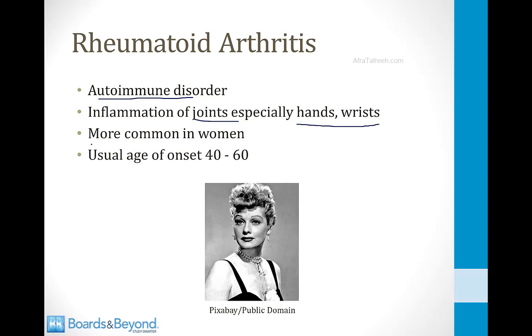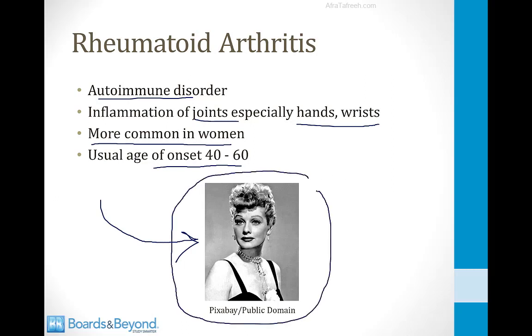It's more common in women, as are most autoimmune disorders, and the usual age of onset is about 40 to 60 years old. And this is a picture of Lucille Ball. She was an actress, used to be on a TV show called I Love Lucy, and she supposedly had rheumatoid arthritis, and I always remember her as an example of the typical type of patient who has the disease.